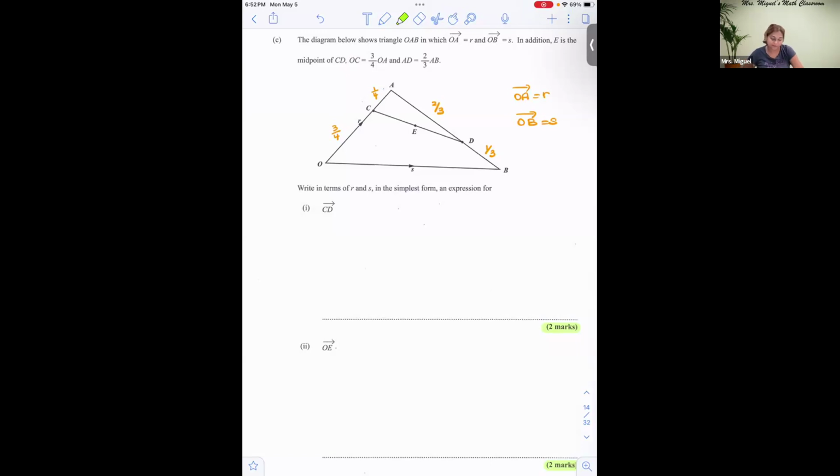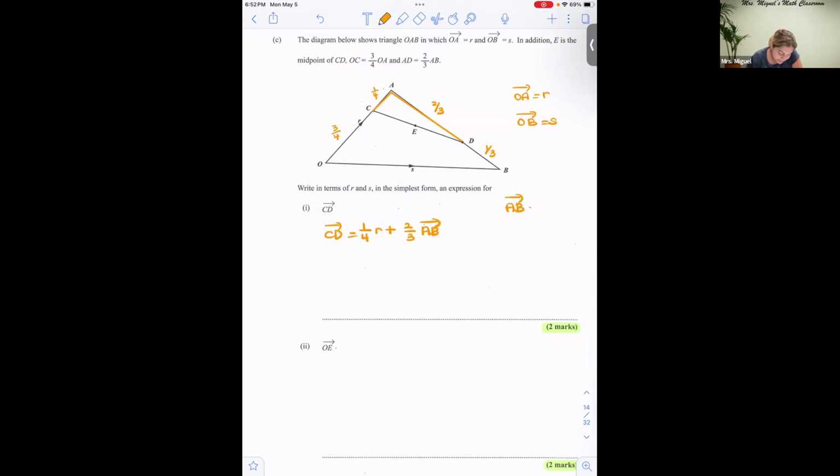All right, so we're going CD. So we have all the information there, CD. So this is the little triangle here, CA, and then AD, and I have all the ratios there for you. So CD is equal to a quarter of R plus 2/3 of AB, but I don't have the vector AB. So now I have to go and find it. So this is 2 marks.